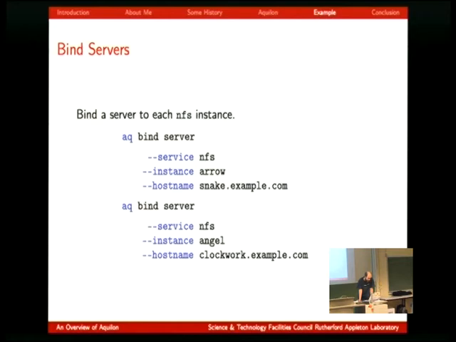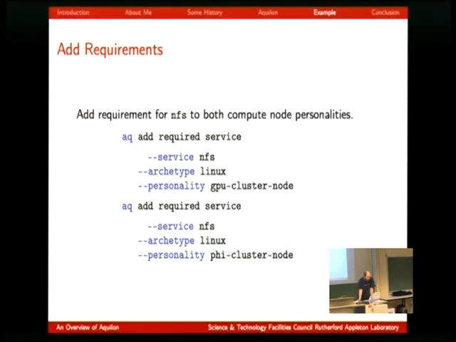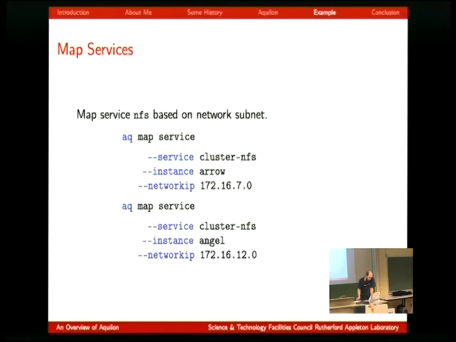Add a server to each instance. Again, everything's simple. This assumes these servers are already set up in the configuration system. Add the requirement for NFS to both of those compute node personalities. So that is to tell Aquilon that if you have a GPU cluster node or a Xeon Phi cluster node, they both require NFS. As in, you cannot build them without NFS. This is not a valid configuration of those.